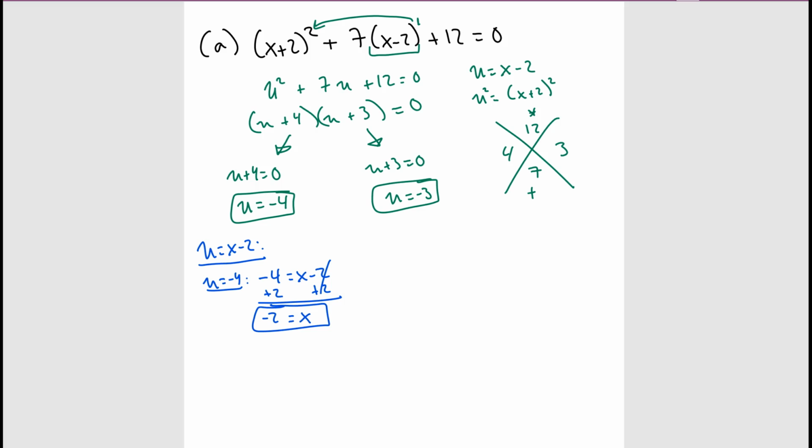Then for the next one, u is still equal to x minus 2. My u in this case is going to be negative 3. So negative 3 is equal to x minus 2. I'm going to add this 2 over. So x is equal to negative 1. You can check this also, and you'll see that this also checks out. Okay, so here's one more example.